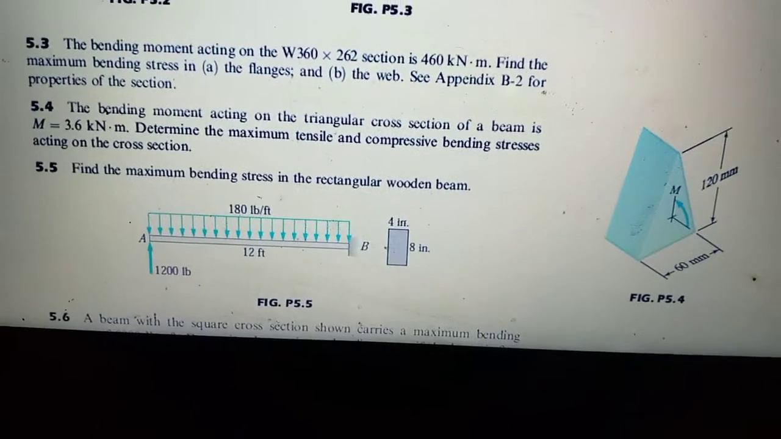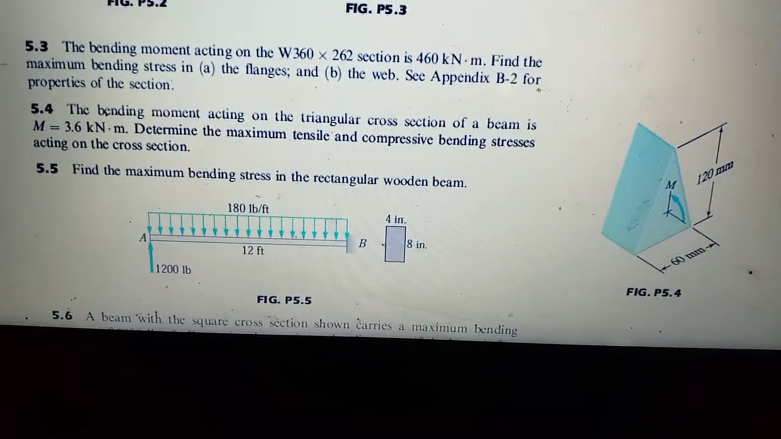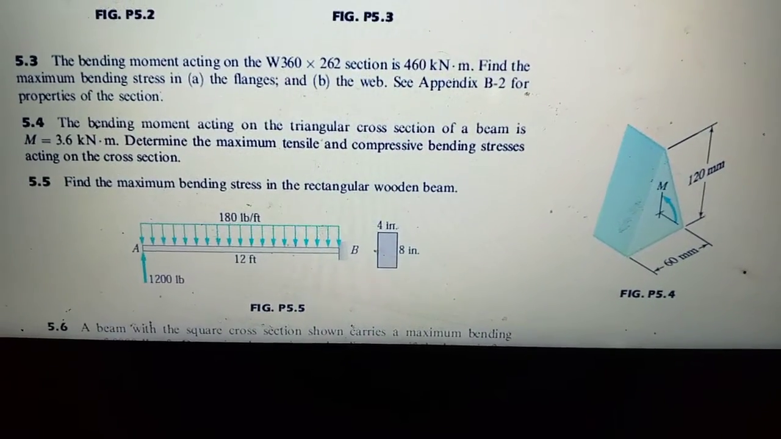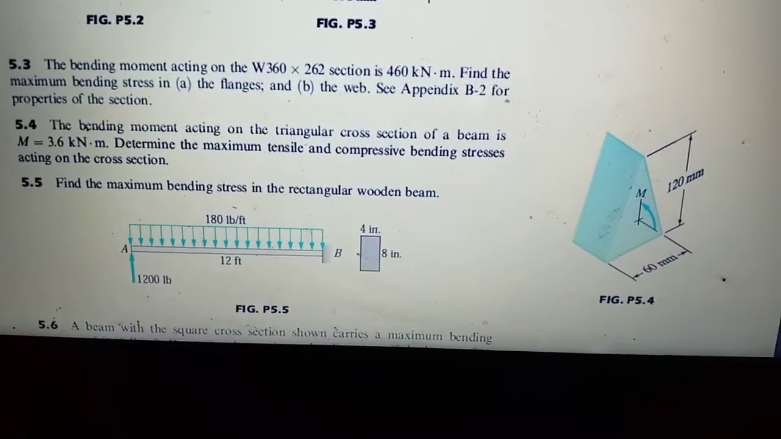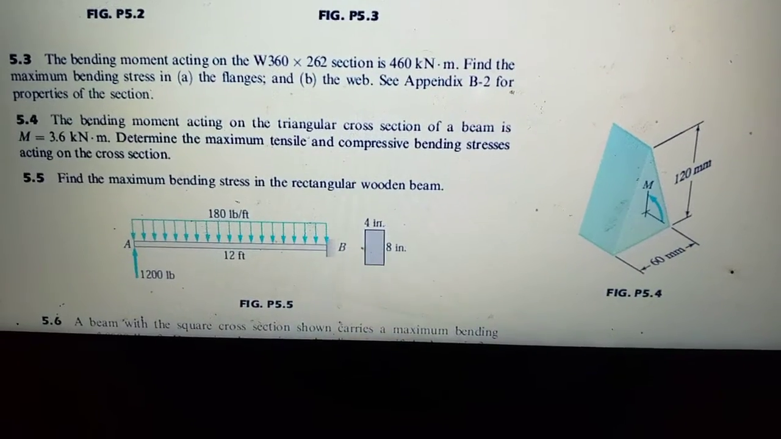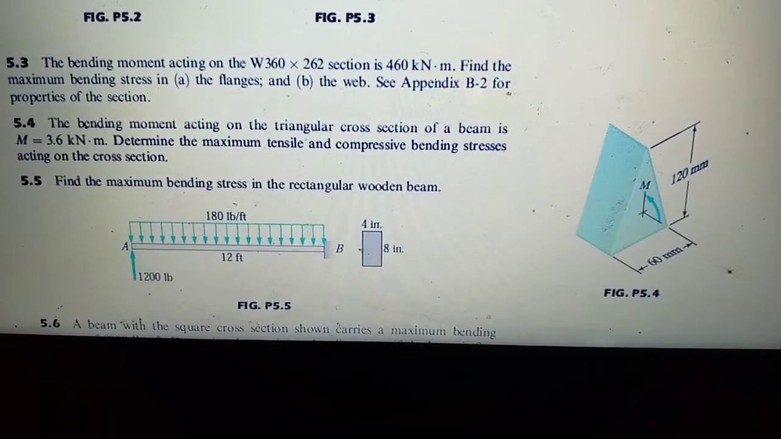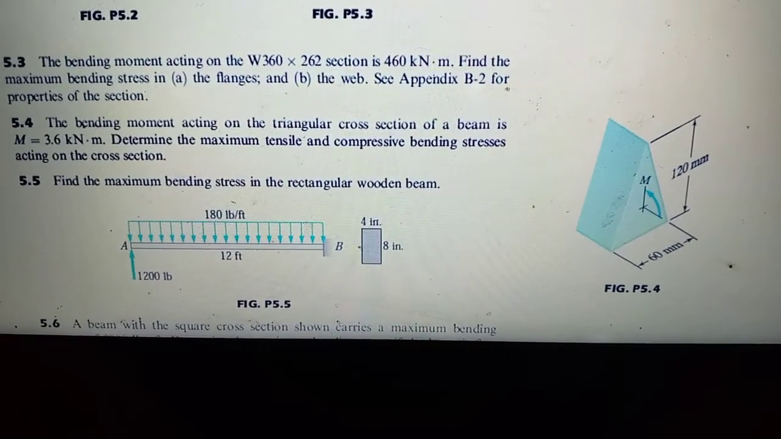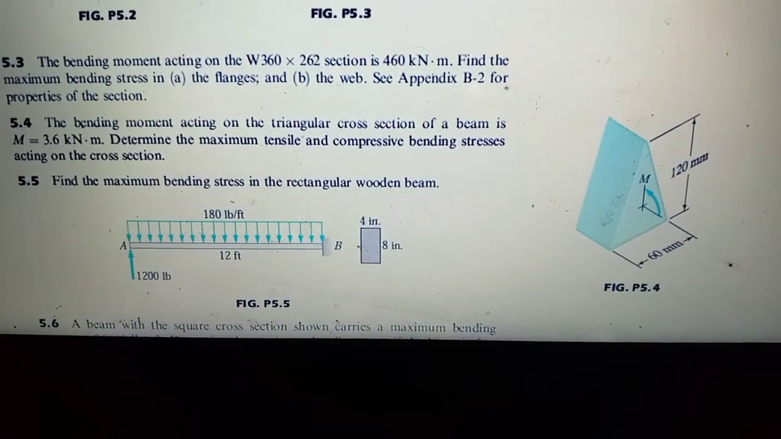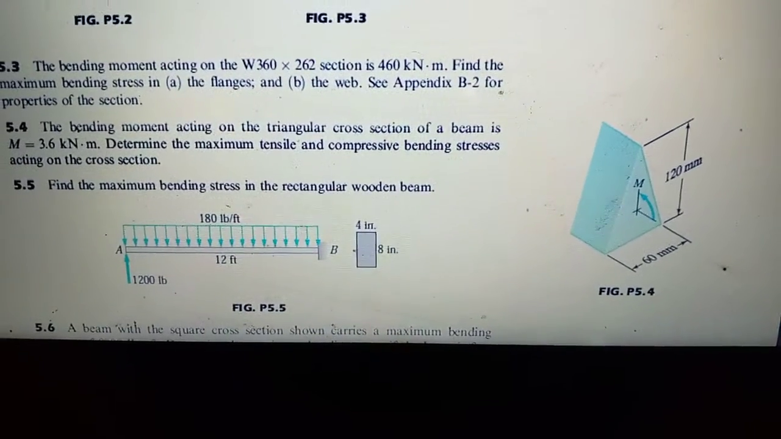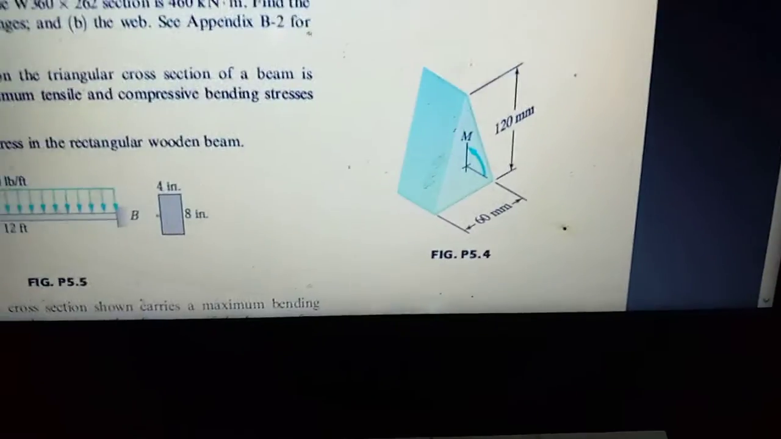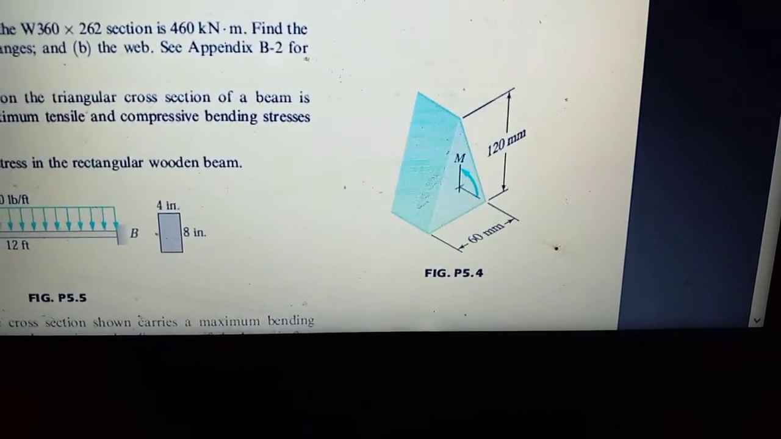Okay, so we will have our second example. Our second example will be 5.4. So this is the question in 5.4. The bending moment acting on a triangular cross-section of a beam is M equal to 3.6 kilonewton meter. Determine the maximum tensile and compressive bending stresses acting on the cross-section area. And here is its figure, 5.4.